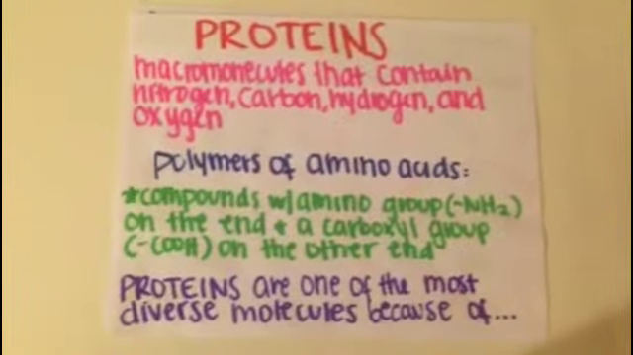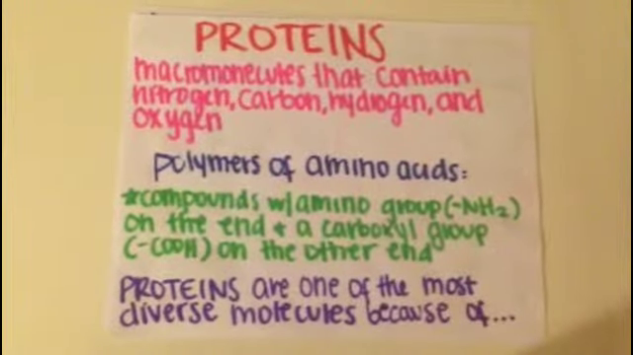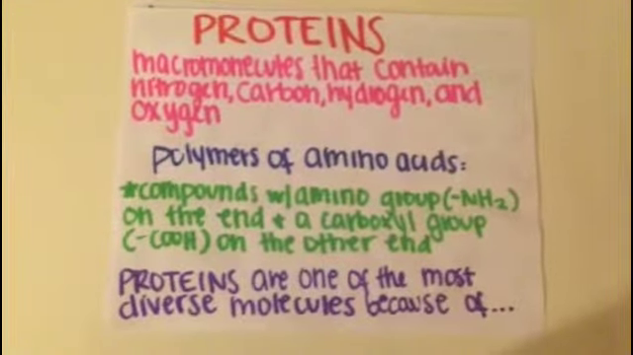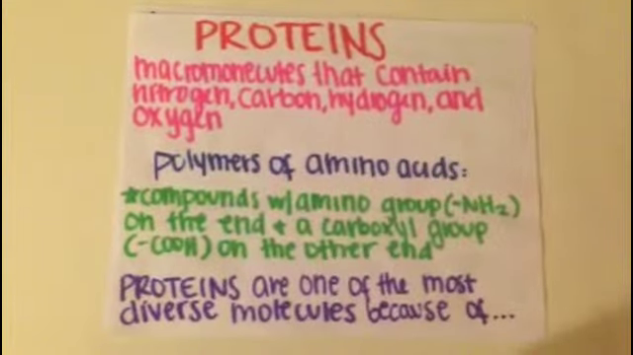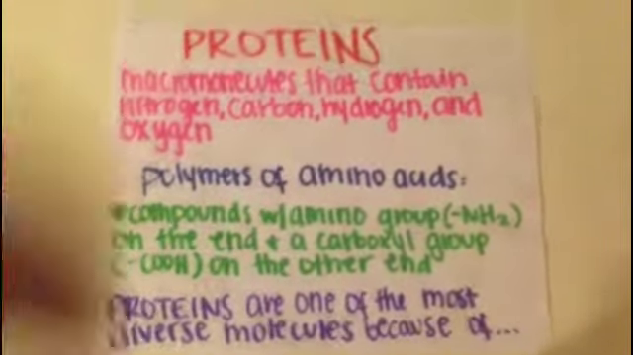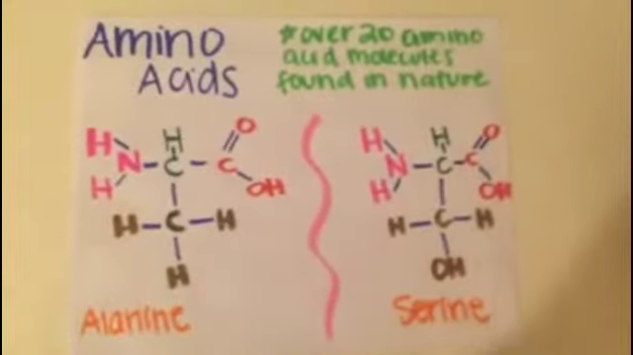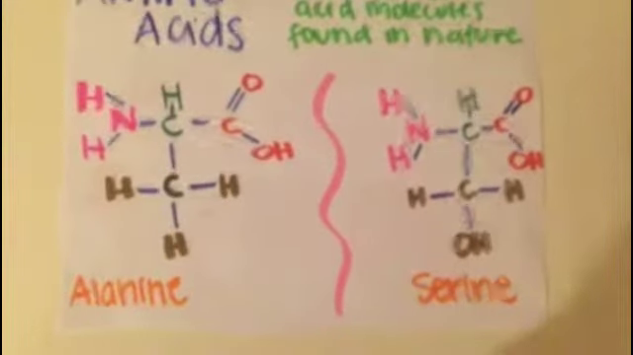Proteins are macromolecules that contain nitrogen, carbon, hydrogen, and oxygen. Proteins are polymers of amino acids. These have compounds of an amino group on one end and a carboxyl group on the other end. Proteins are one of the most diverse molecules because of amino acids. There are over 20 amino acid molecules found in nature. Here are 2.